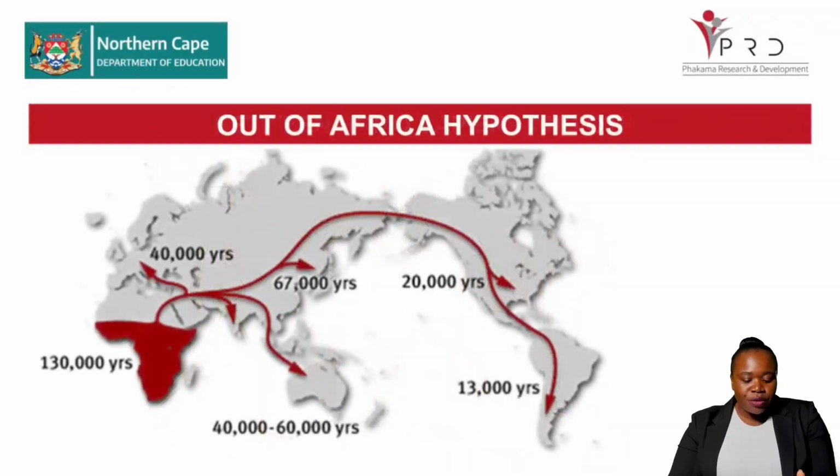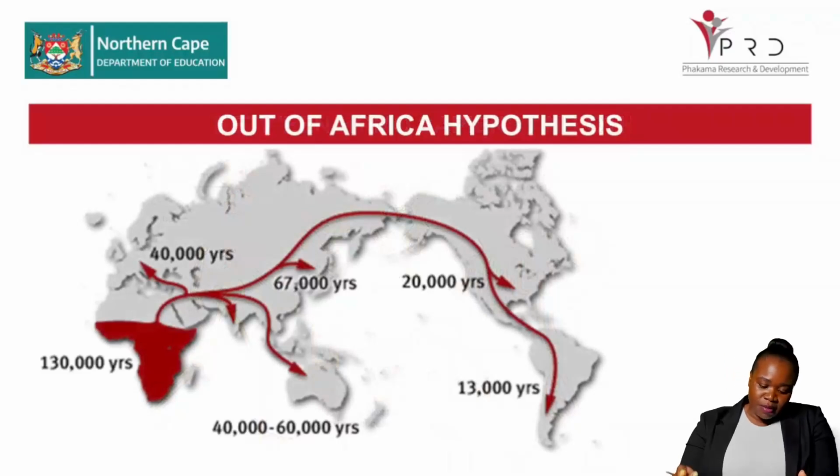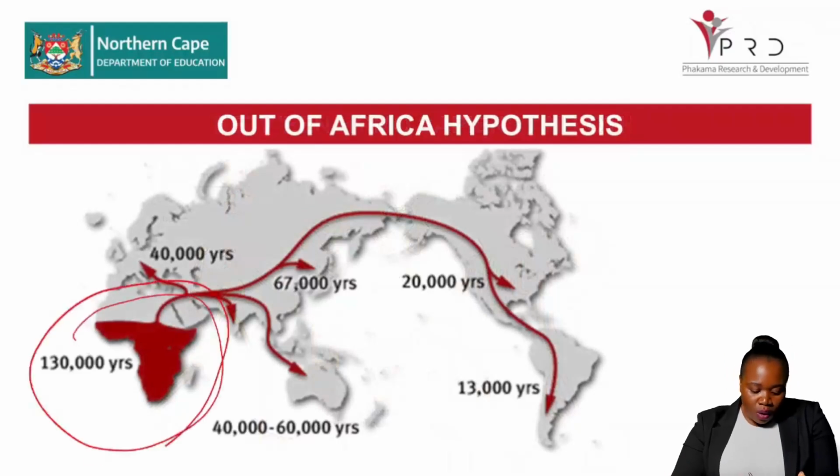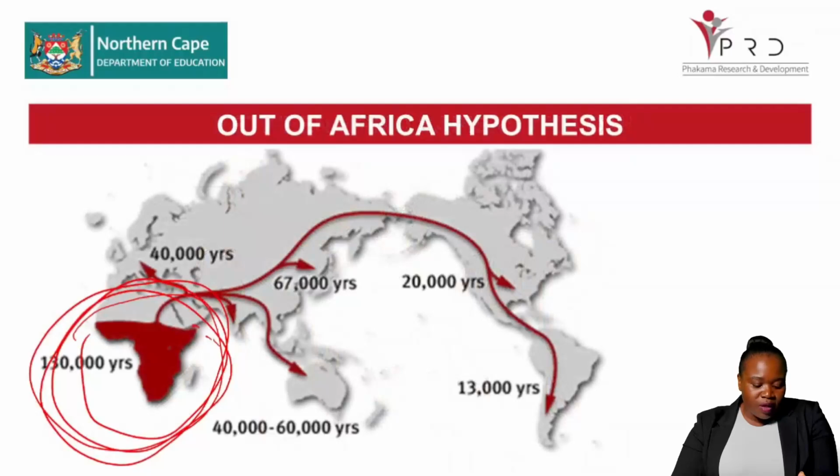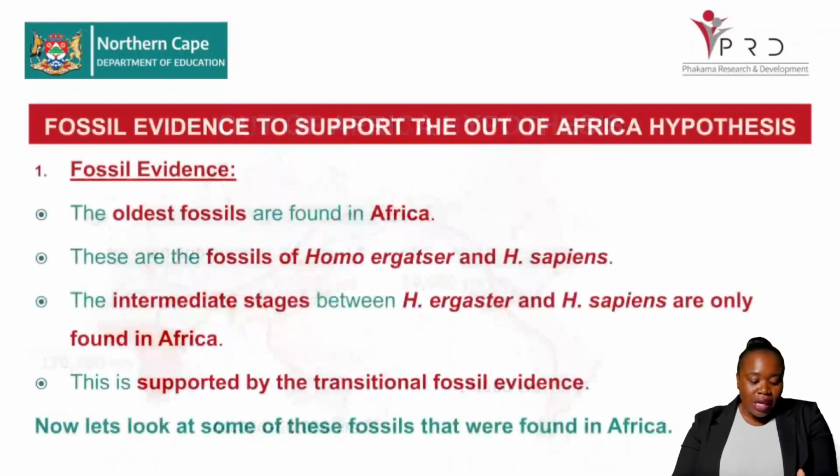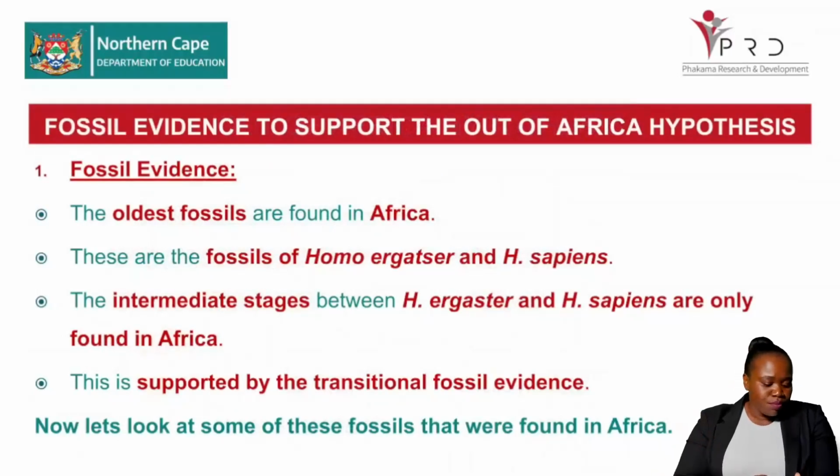And lastly, looking at the out of Africa hypothesis. Remember here, the idea is that all organisms originated from Africa and they migrated to all the other parts of the world. Hence, they say it is the out of Africa hypothesis. Here, you focus on the evidence. What evidence do we have that these species moved out of Africa? You're going to mention the fact that some of the old fossils are found in Africa and in Africa only. Therefore, it means that they originated here.